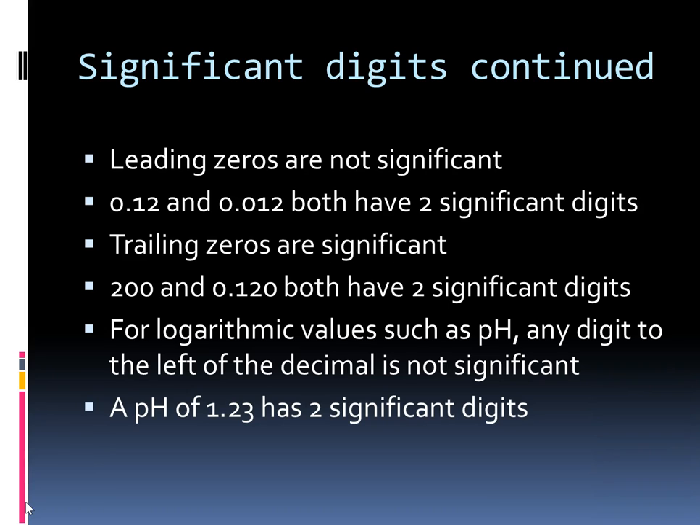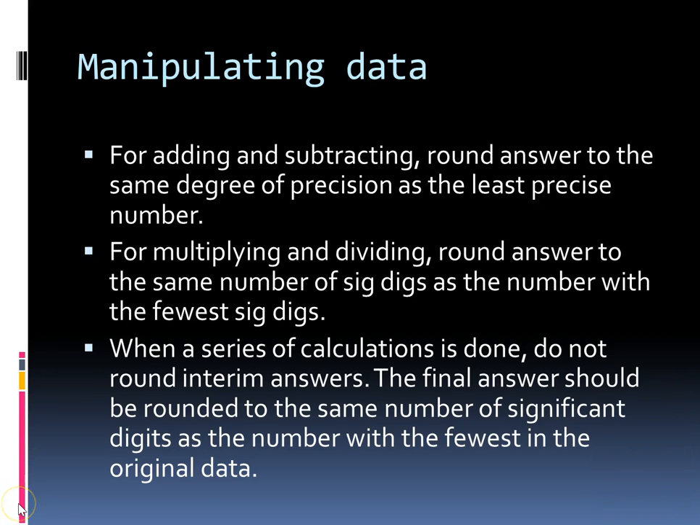Logarithmic values, which we see when we perform calculations with pH, have a special rule. Only the digits after the decimal place are significant. When we add or subtract numbers, we should round to the lowest number of decimal places. When we multiply or divide, we should round to the fewest number of significant digits. Do not round off until the final step.